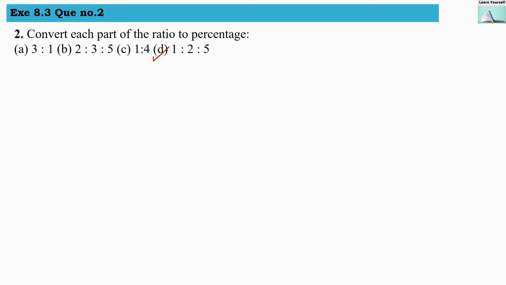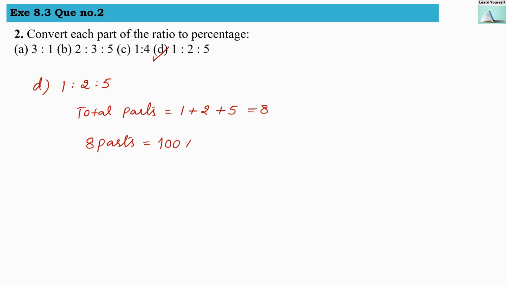Numerical D, that 1 is to 2 is to 5. So total parts are 1 plus 2 plus 5 equals 8 parts in total. So 8 parts are 100%. So for one part, what will be the percentage? So 100 into 1 divided by 8.